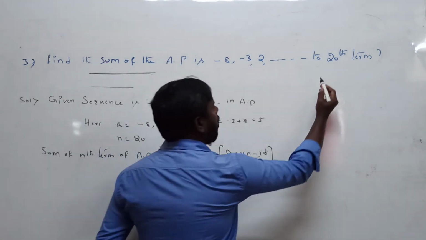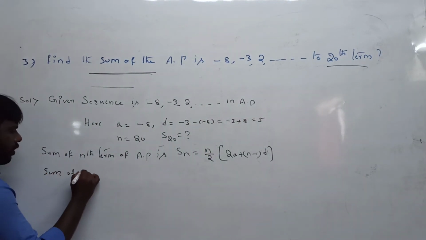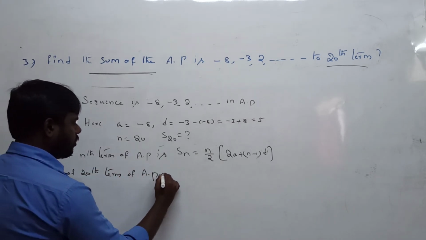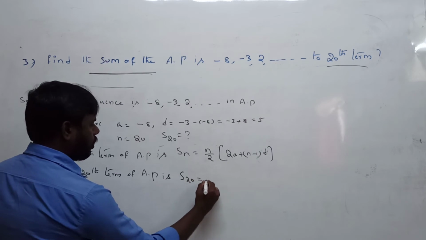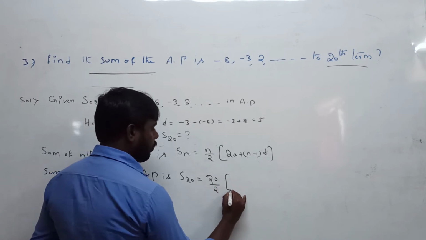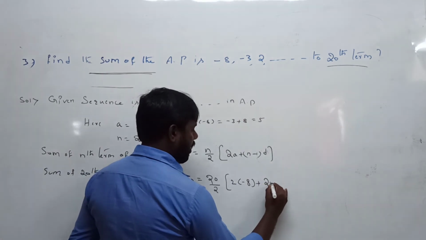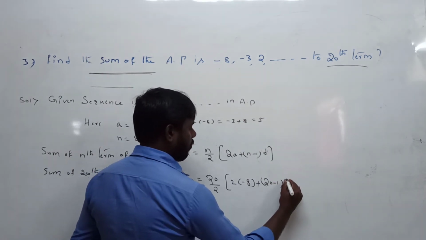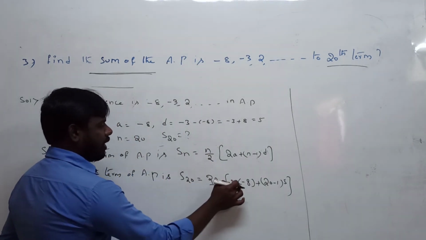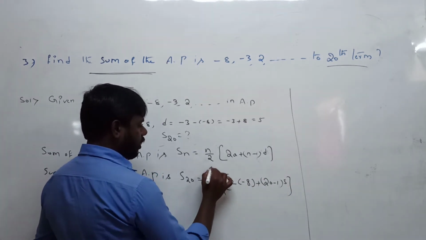They are asking for the sum of the 20th term. So n is replaced by 20: 20 by 2 into 2 into the a value, minus 8, plus the n value, 20 minus 1, into the d value, 5. So everyone understood? The n value is 20, the a value is minus 8, the d value is 5.